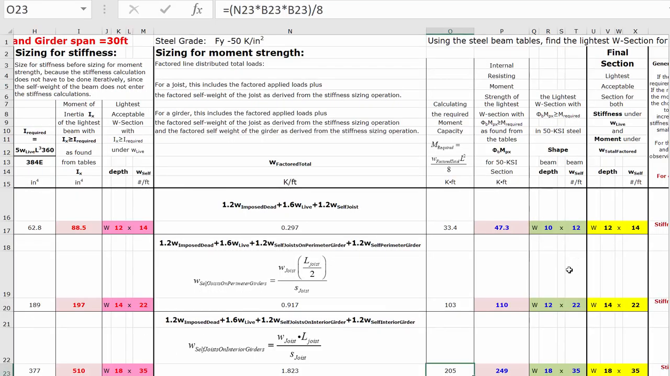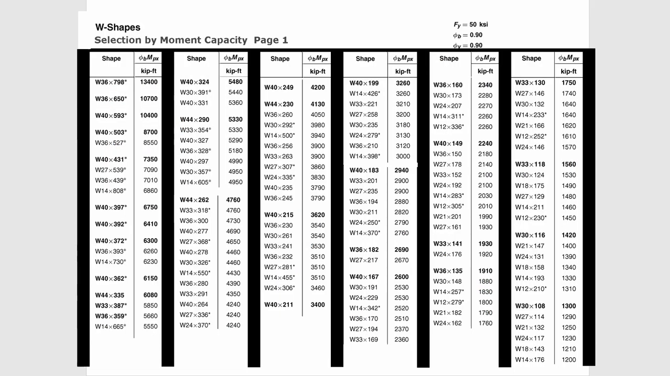Okay, so let's make a record here. 47.3 kip feet, excuse me, 33.4 kip feet is the required strength of the beam that we're looking for. And now we want to go find a beam that actually has that capacity. And to do that, we're going to go back to our tables.